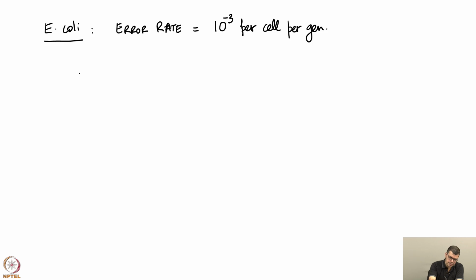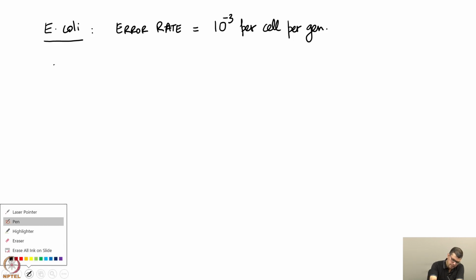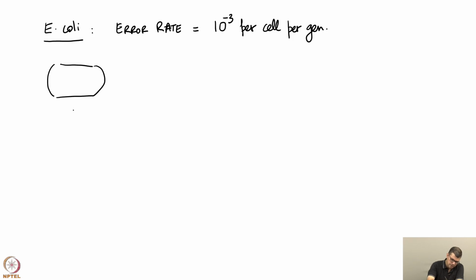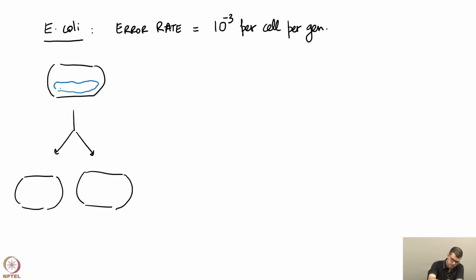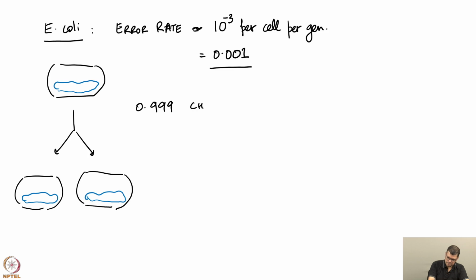What that means is that if I have an individual cell, this divides to give 2 progeny, and each one has 1 copy of DNA. Then this number of course is just 0.001. What this means is that there is a 0.999 chance that the progeny's DNA is exactly the same as the parent DNA.